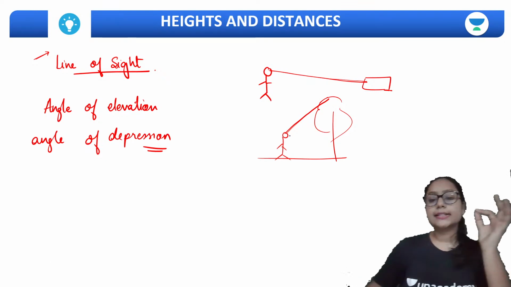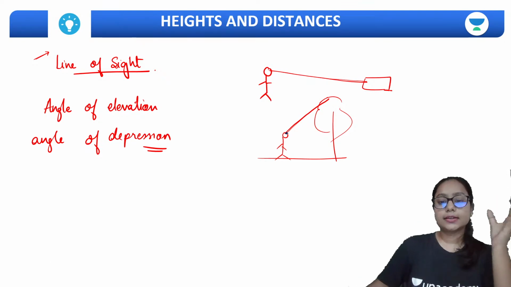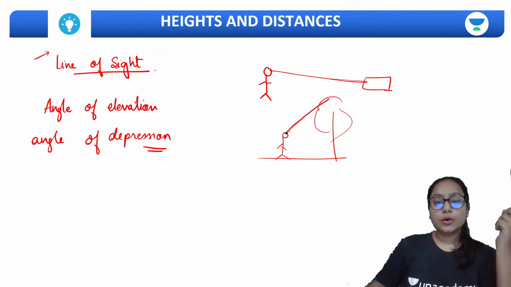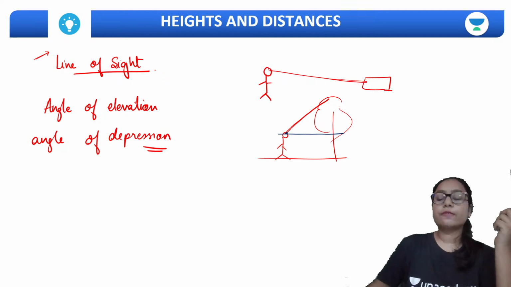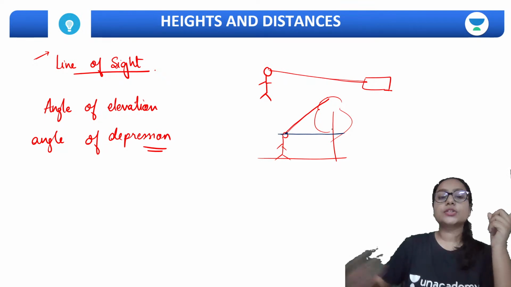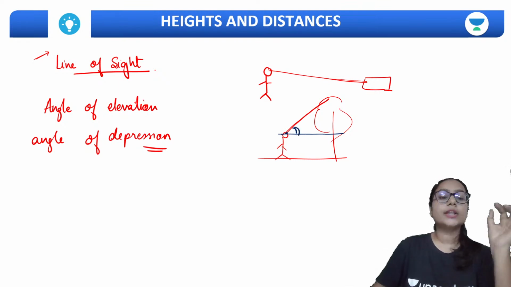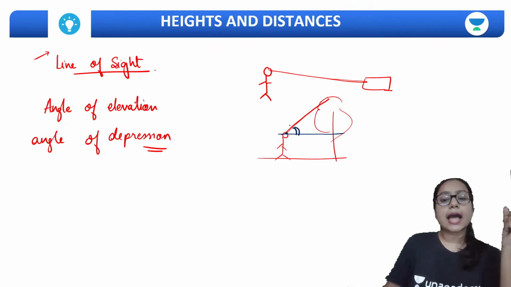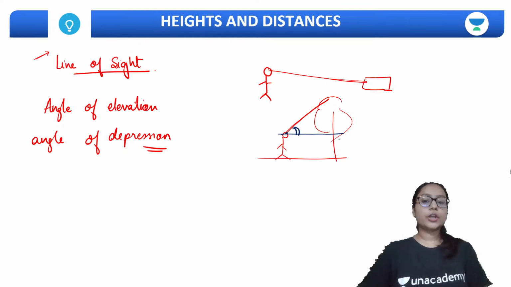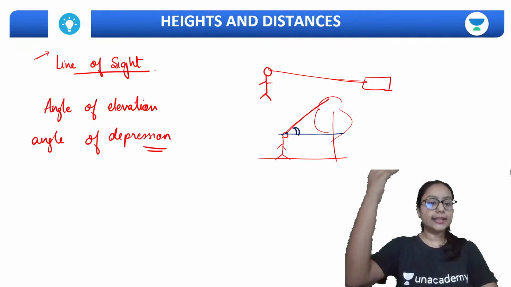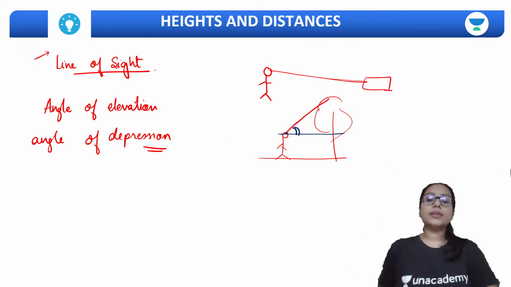Now consider this case that this is you and this is a tree and you're looking at the top of the tree. This angle that is formed between your line of sight and the horizontal is known as the angle of elevation, because the tree is elevated, it is at a greater height than you. Therefore this is the angle of elevation.